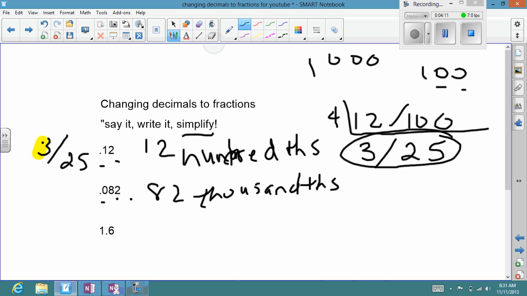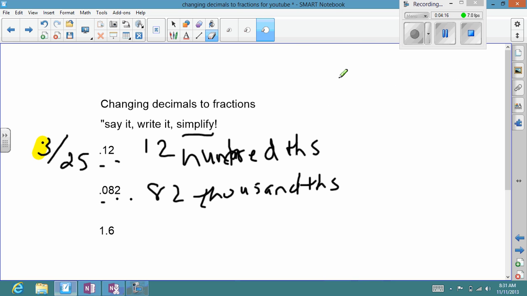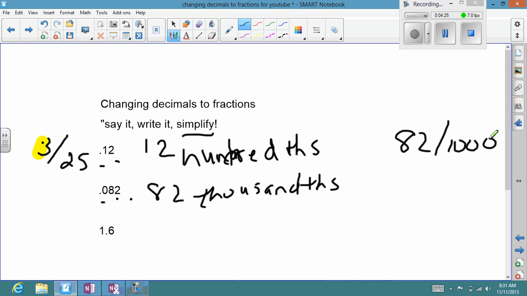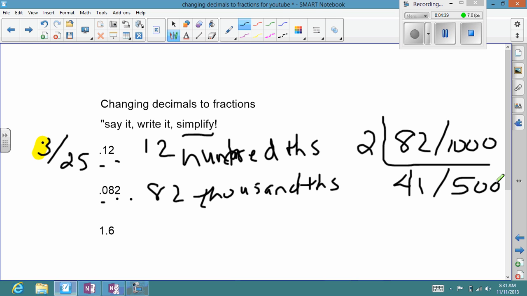Okay, so 82 thousandths. I'm going to write that as a fraction. So 82 over 1,000. And I've got to think of numbers that divide into those. Well, they're both even, so I'm going to divide by 2, and 2 goes into 82 41 times, and half of 1,000, of course, is 500, and since 41 is prime, I know that that's my final answer, because 500 is composite, and 41 is not a factor of it. So over here, I'm just going to write 41 500ths.